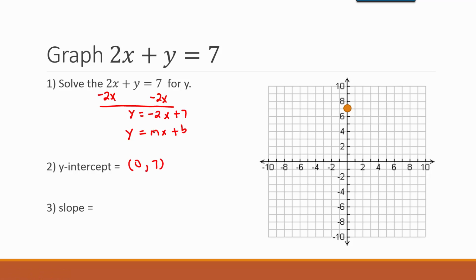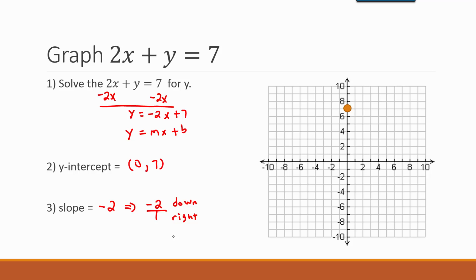From there, we would use our slope. And in this case, our slope is negative 2. But for graphing purposes, we want it in fraction form, so we would write that negative 2 over positive 1. So this tells me to go down 2 places and then to the right 1 and plot my next point.